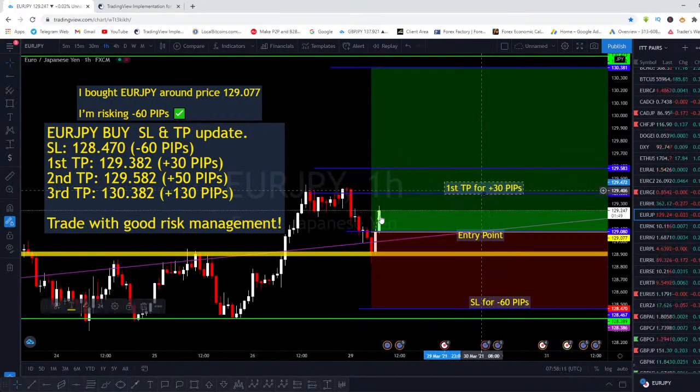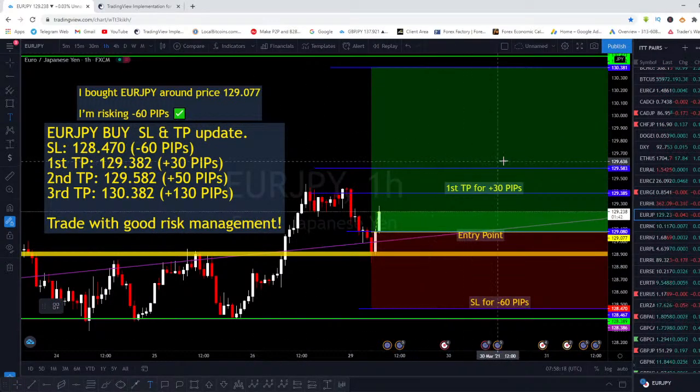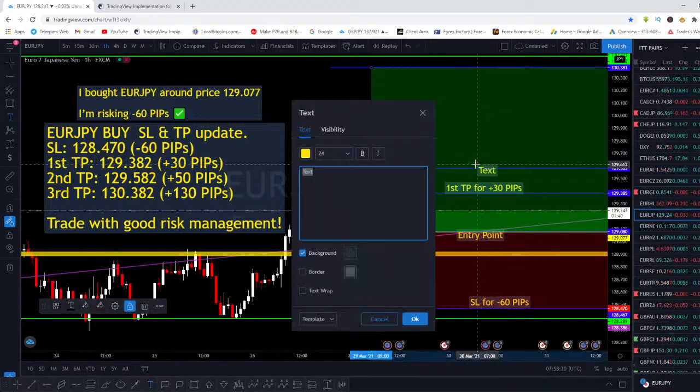Because I don't want you to just get confused of, oh, Israel, why are you plotting all of these levels and things like that. So I think if I do it this way, it will help you to kind of understand exactly why I'm doing it, right? Second TP for plus 50 pips.